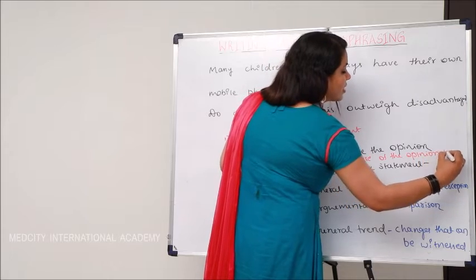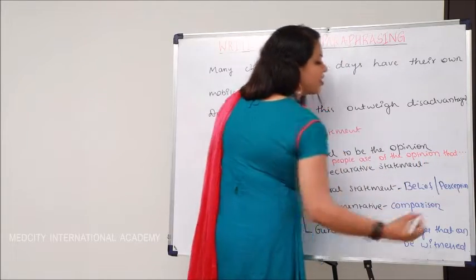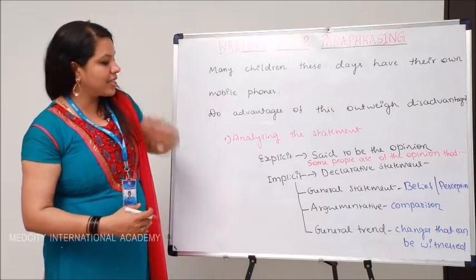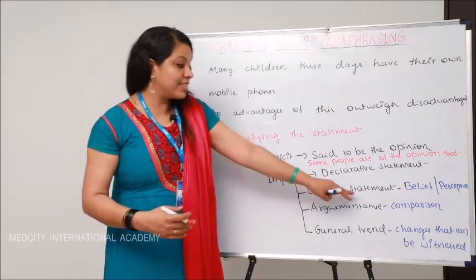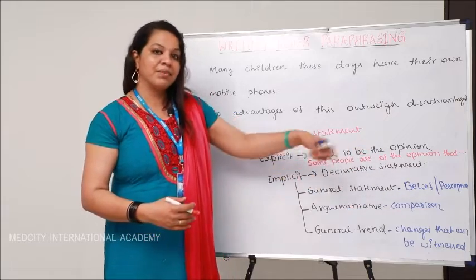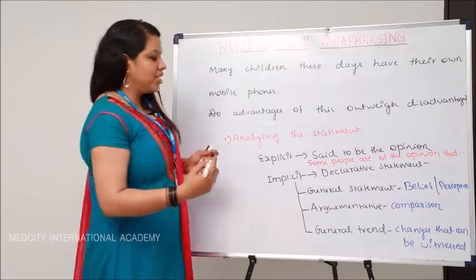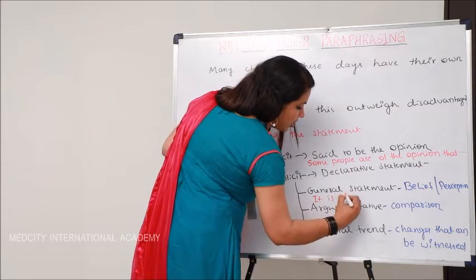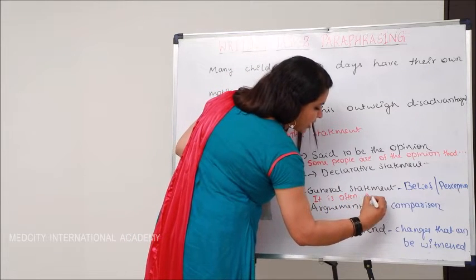They will give us some people believe, and you have to start your paraphrasing with some people are of the opinion that. And in implicit, if it is general statement, as I said, it's about the belief or perception. So you have to start your paraphrasing with it is often perceived or believed that.